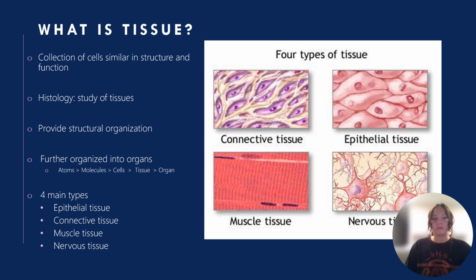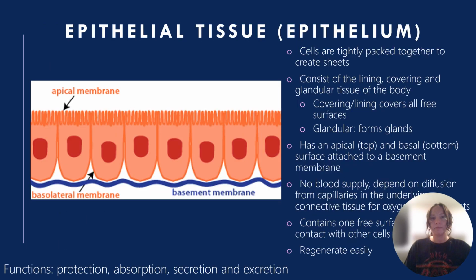There's 4 different types of tissues. The main types are epithelial tissue, connective tissue, muscle tissue, and nervous tissue. So to start with epithelial tissue, also called the epithelium, these cells are tightly packed together to create sheets. They consist of the lining, covering, and the glandular tissue of the body. The covering and lining covers all free surfaces, while the glandular epithelium forms the glands.